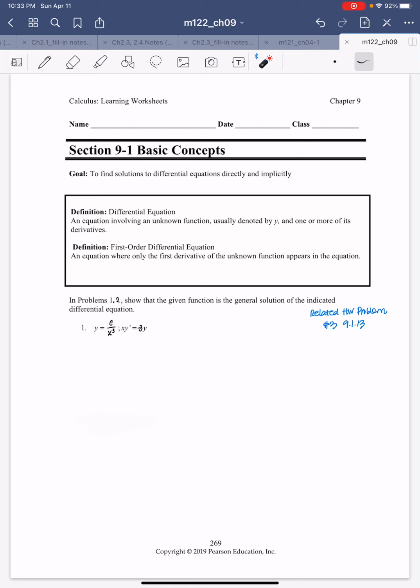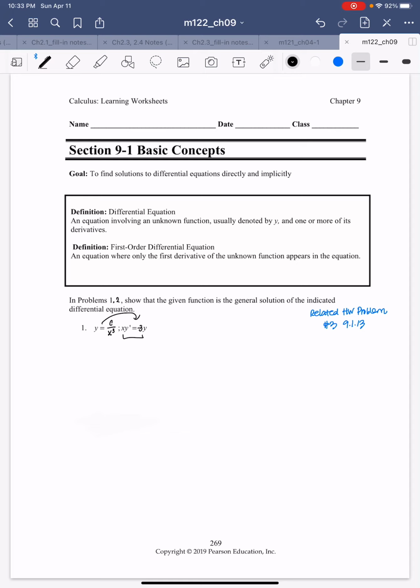In problems 1-2, show the given function is the general solution of the indicated differential equation. What does it mean when something is a solution? That means when I plug the solution into the equation, I get the same equation out. So that's what we are going to do. We are going to plug it in over here into the second equation, and show that if I do that substitution, I'm going to end up having this equation. So you have to have the equality at the end.